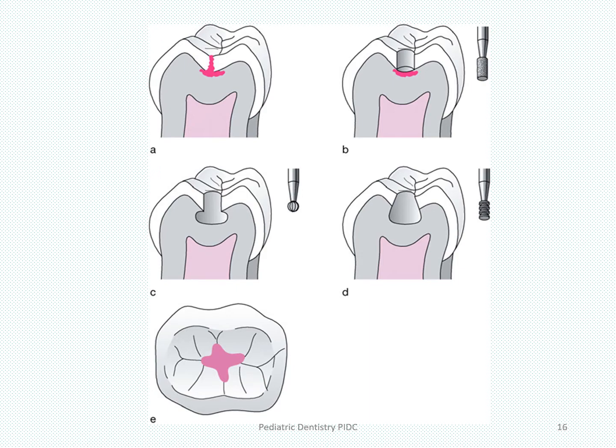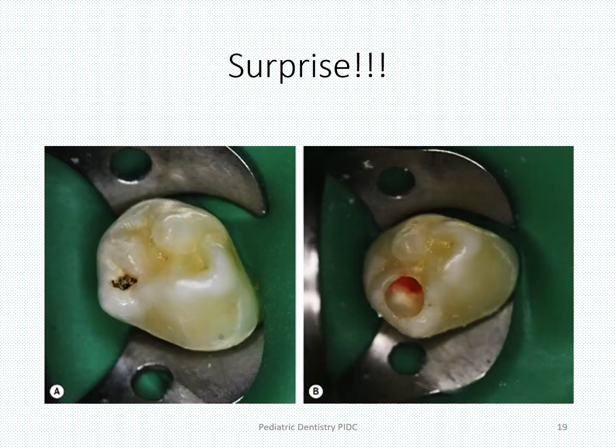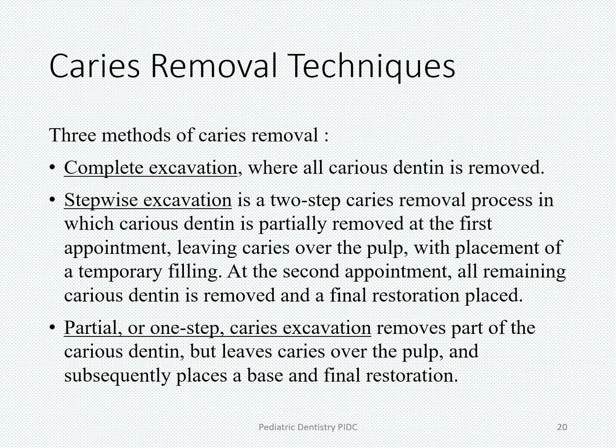So let's go back from where we were. All right, so this was surprise, and then the caries removal techniques. Now there are different techniques of caries removal, and researchers have done a lot of caries excavation to come to these conclusions. So basically there are 3 methods of caries removal. Number 1 is complete excavation, which means that all caries dentine is removed, everything is out, everything is white and shiny.